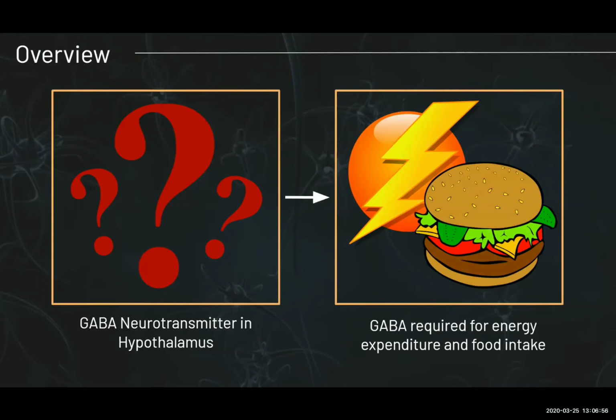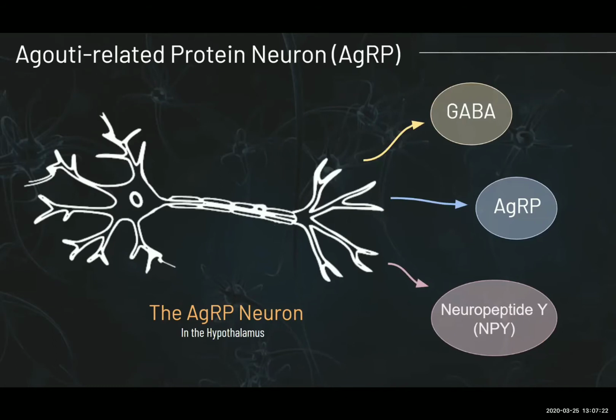So the main problem this research examines is the importance of GABA neurotransmitters in the hypothalamus, and specifically in terms of the AGRP neuron. GABA is required for energy expenditure and food intake, and for ghrelin stimulated food intake, which has an effect on body weight. Ghrelin is the hunger hormone and it increases food intake. The AGRP neuron is a major target of ghrelin.